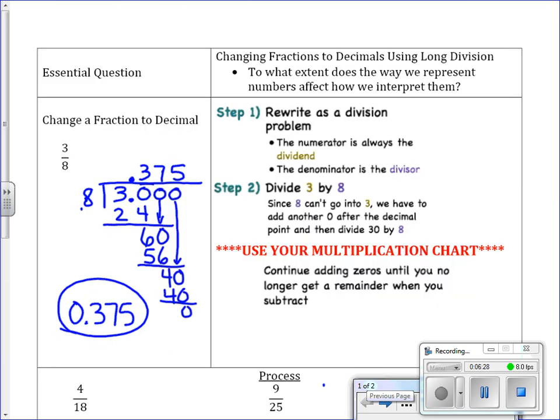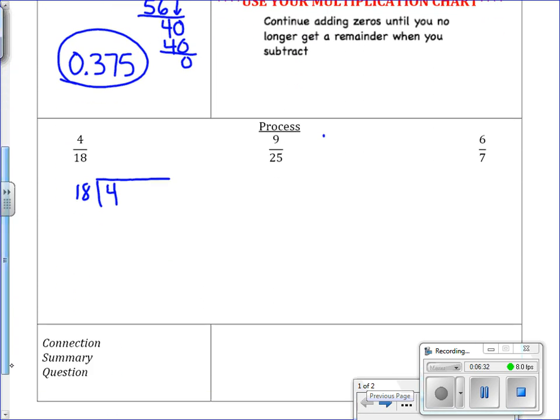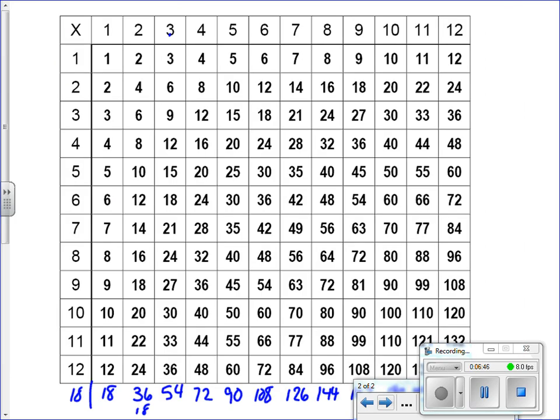So now I'm going to go back and see, I put my decimal here. I'll put a 0 in. Now I want to figure out how many times 18 can go into 40. So I look at my multiplication chart and I see 18 and I go over. 54 is too big, so I want to go all the way up, and that's 2 times.